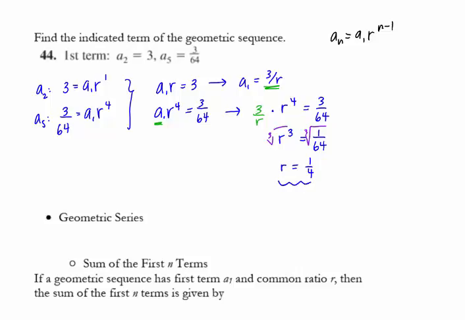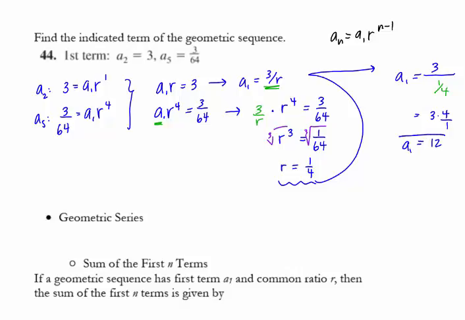So now that we know r is 1/4, we could go back to find a1. Take this, sub it back in over there. a1 equals 3 divided by r. r is 1/4. 3 divided by 1/4 is 3 times 4 over 1. So the first term is 12. It all hinges on this formula and finding your way to what's desired.